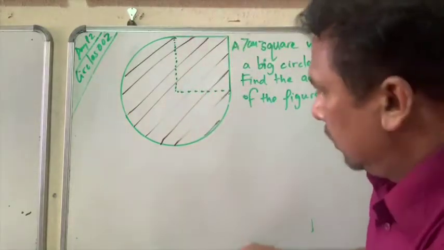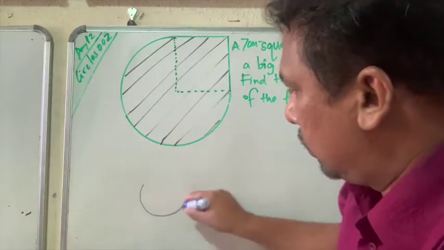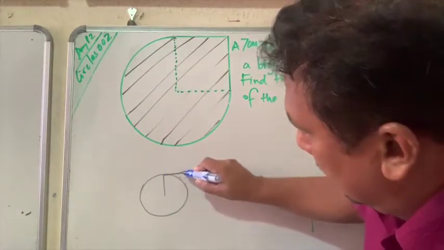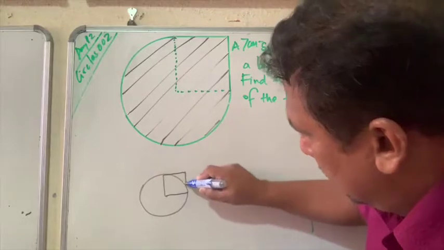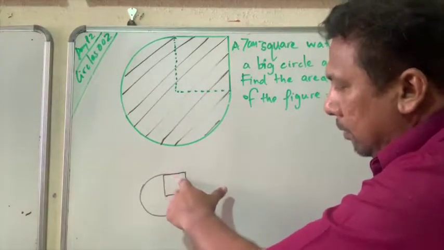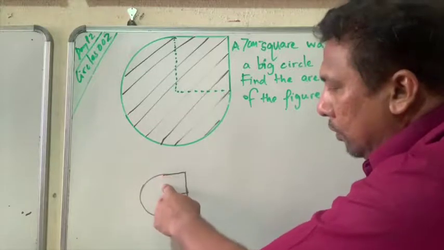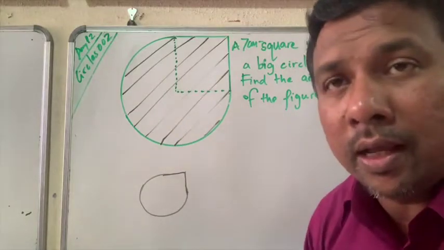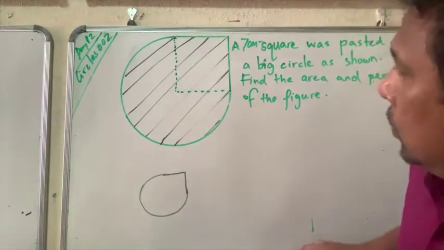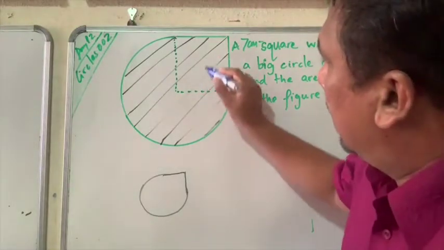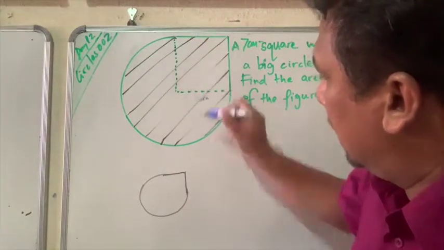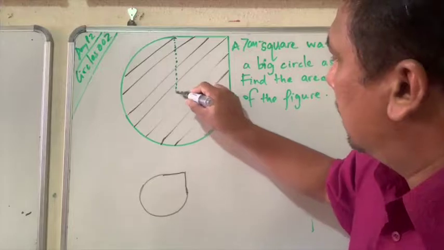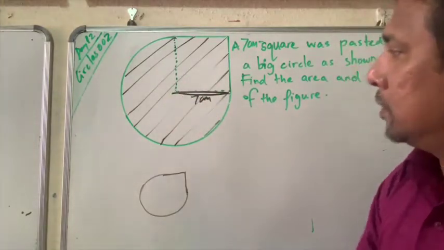pasted over it. So originally this was what it is, and then someone pasted a square like that, and this became the new figure. The figure is no longer a circle, it's a combination between a square and a circle. And we know that the square here is 7 cm, which means this is 7 cm. This is 7 cm, which means that the radius is also 7 cm, the radius of a circle.